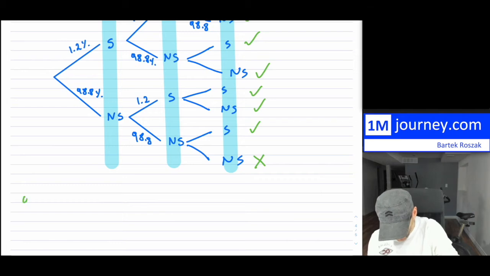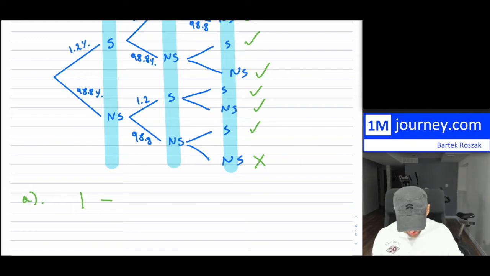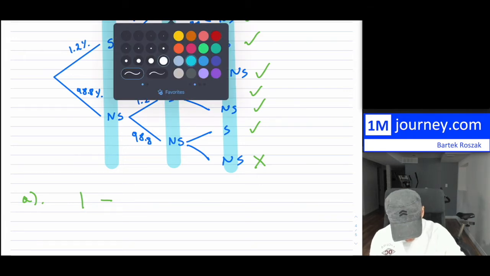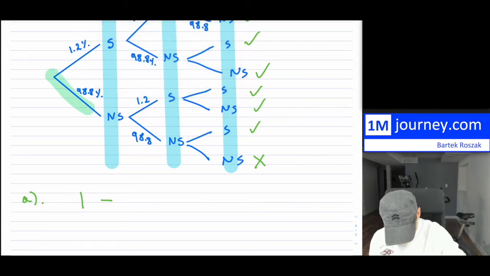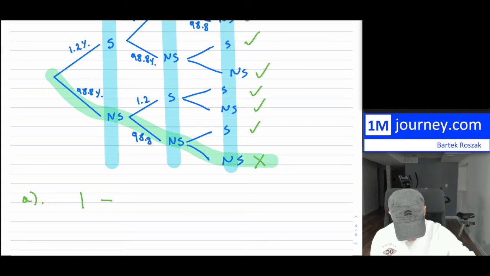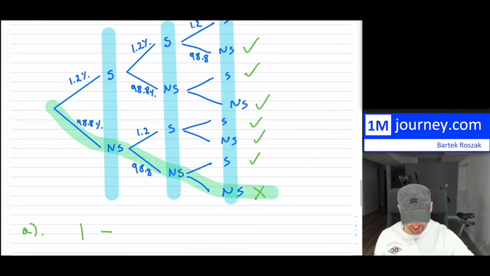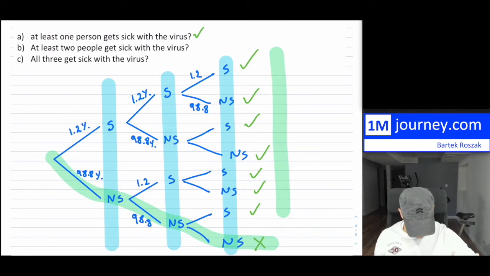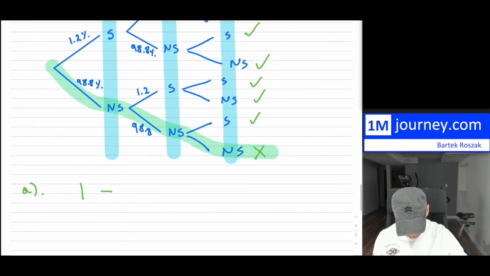So for part A, we know that the summation always equals 1. So with the complement, 1 minus, I'm going to subtract this particular case here, where nobody got sick, because if I subtract it from 1, that's going to give me the result of this. So instead of adding all of them up, I'll just use the complement.